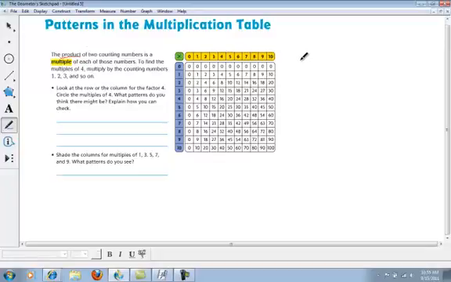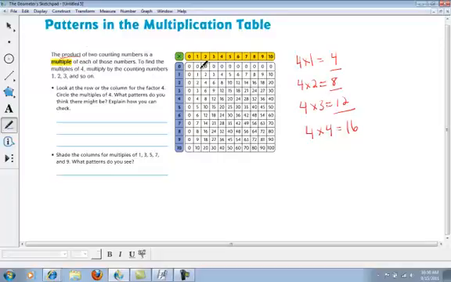So to find the multiples of 4, we can do 4 times 1, and that gives us 4. So 4 is a multiple of 4. Then we could do 4 times 2, and that gives us 8. So 8 is a multiple of 4. We can also do 4 times 3, and that gives us 12. 12 is a multiple of 4. Do you know what the next multiple would be? You're right, it's 16. Now let's look at the row or the column for the factor of 4.